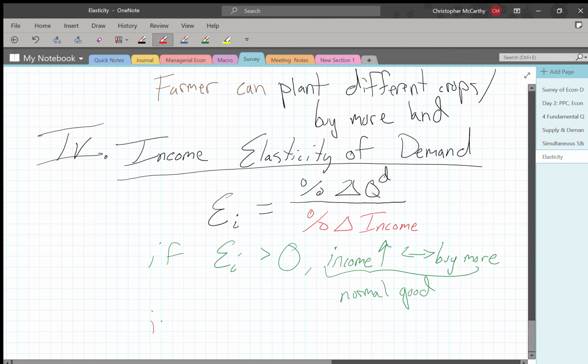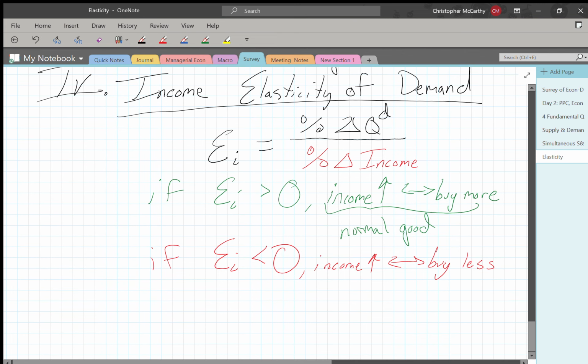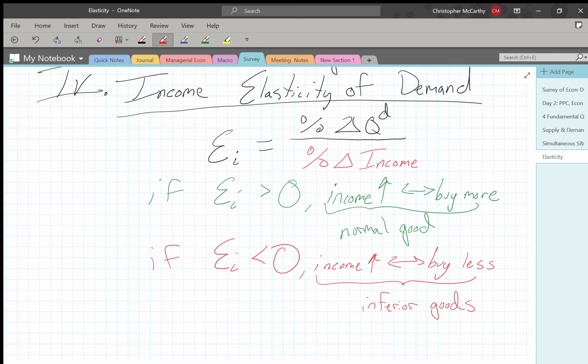However, if the income elasticity is less than 0, right? So this, we don't take the absolute value of this. This absolutely can be negative. This means that as my income increases, I'm going to buy less. And so this is what we call an inferior good. Ramen noodles, bus rides, store brand toilet paper, right? All that jazz.